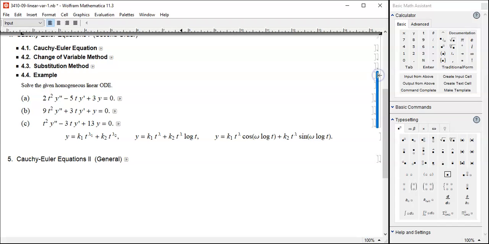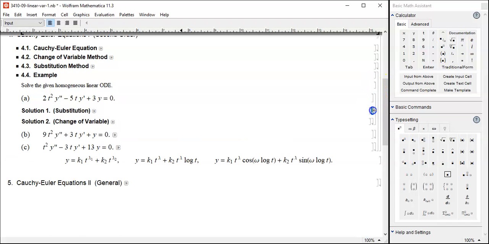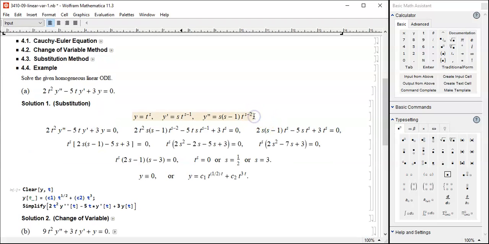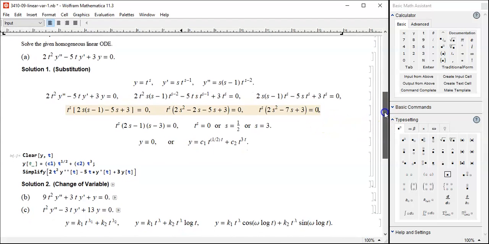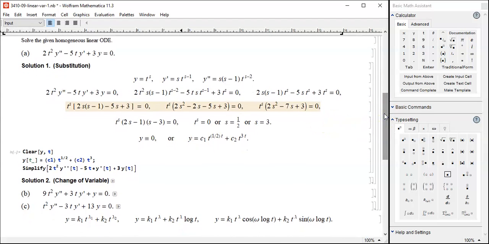And then let's go to the example problems, and let's go over these very, very quickly. Substitution method. T to the s power, and I take the derivative, and put those into the original ODE, as you saw in the second part. Do your computation, and t to the s power is common, so factor it out. What's left is a quadratic polynomial. Solve that quadratic equation, then you're going to get characteristic values, 1/2 power, 3rd power.